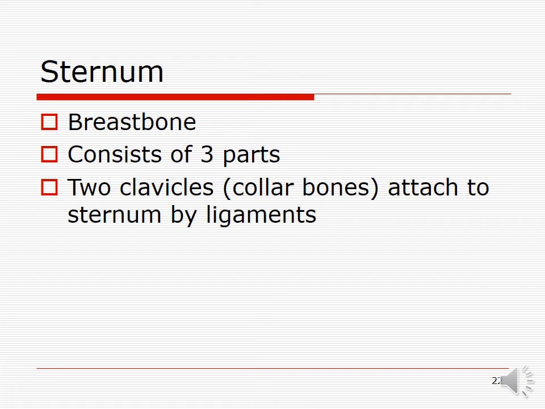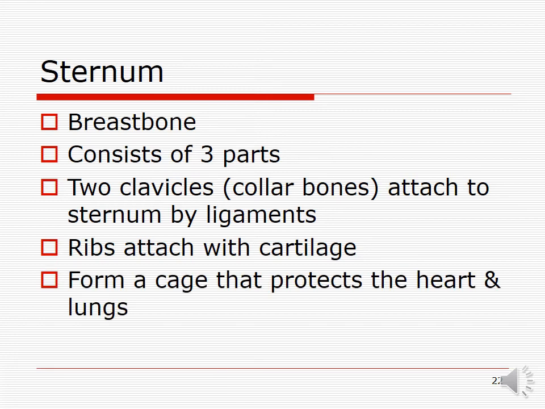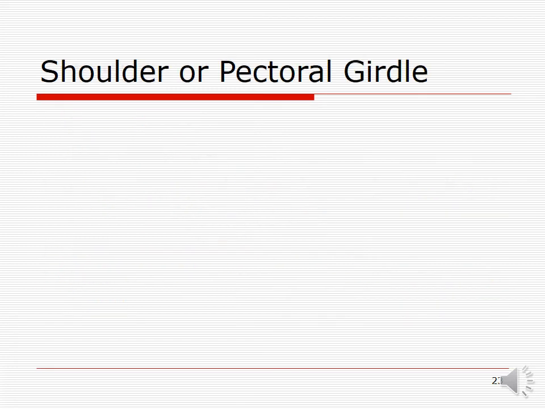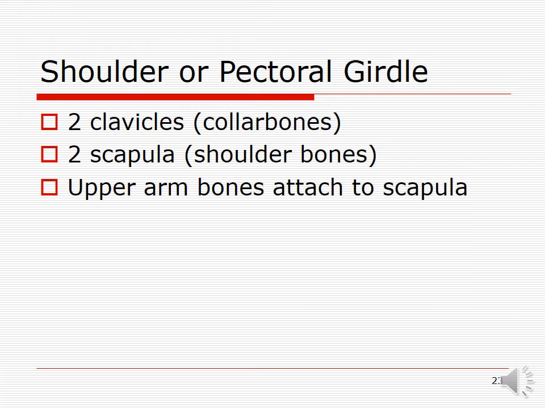Now the sternum, this consists of the breastbone, and the breastbone, we think about that as kind of that middle bone. It has the 2 clavicles, we call those collar bones, and those are attached by ligaments. And then again, the ribs are attached via cartilage and form the shoulder or pectoral girdle. It has the 2 clavicles or collar bones, as well as 2 scapula or shoulder bones. And the scapula provide for attachment of the upper arm bone.